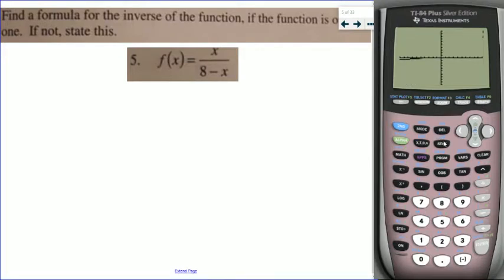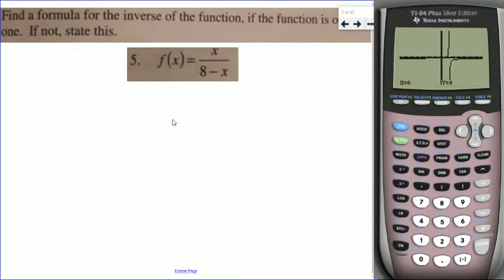So hit the graph button, and we get this picture here that we can see. Let's zoom out just a little bit. And we can tell by looking at this that a horizontal line is never going to hit this guy more than once. So because of how our picture looks, we're going to say this guy's one-to-one. So let's try and find an inverse for it.